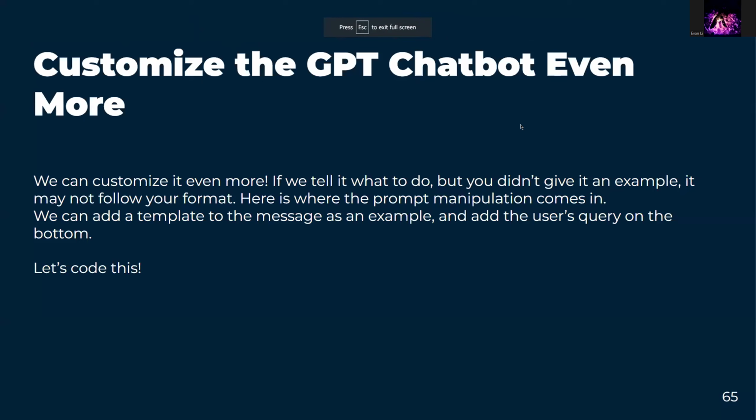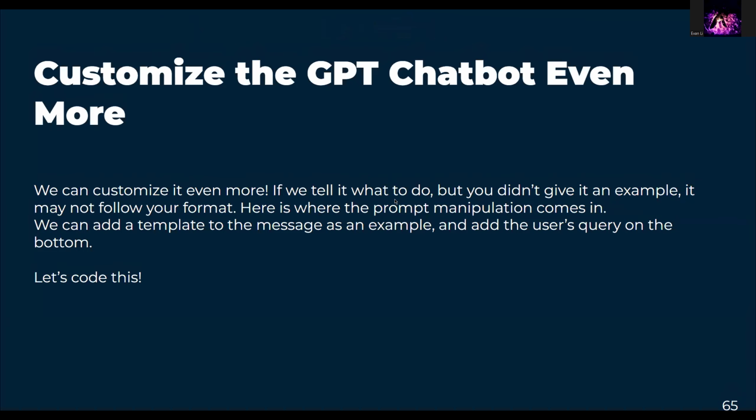Okay, let's customize the chatbot even more. Remember that template we have? Well, it's good because then it can follow your format. Here's where the prompt manipulation comes in. We can add a template to the message, as an example, and add the user's query at the bottom. So let's code this. This is actually really simple, but just slightly more complex.